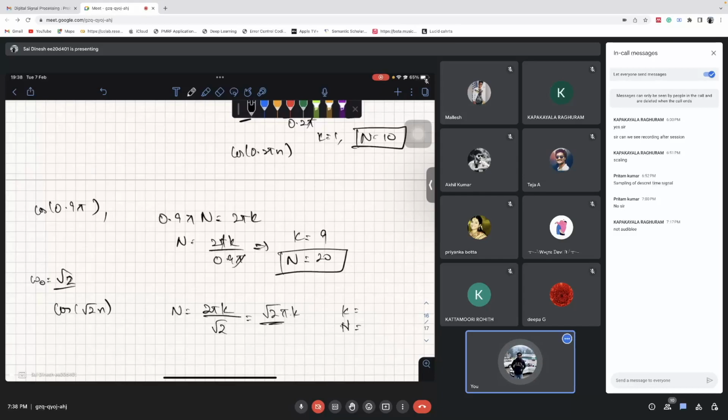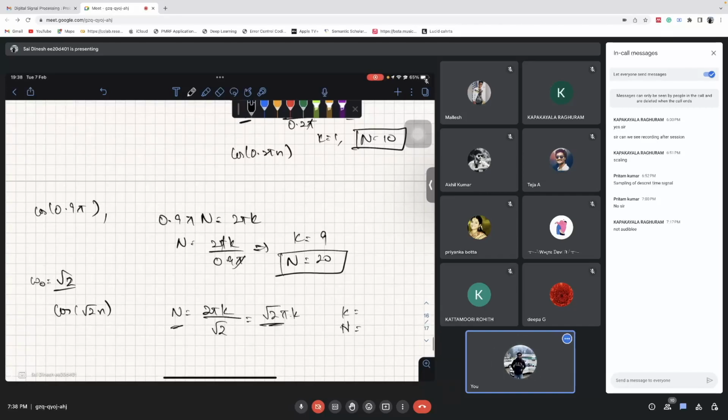Alright, so there is no value of k that exists for which n is an integer. So this does not exist. So this is actually not periodic. So this cos root 2n is not a periodic signal.